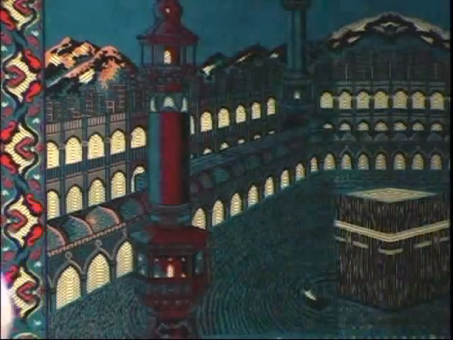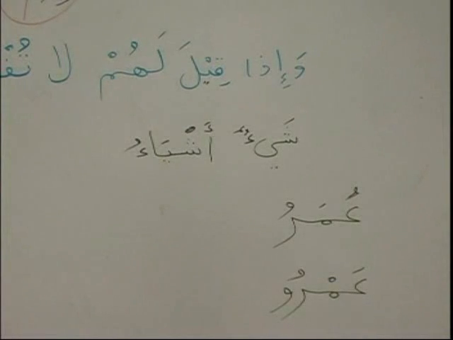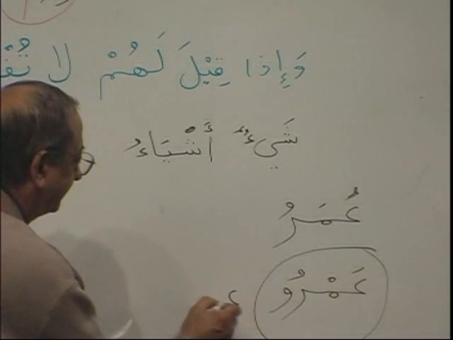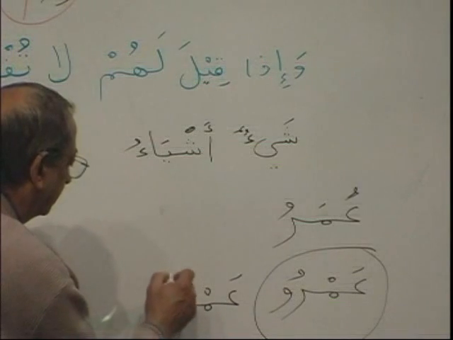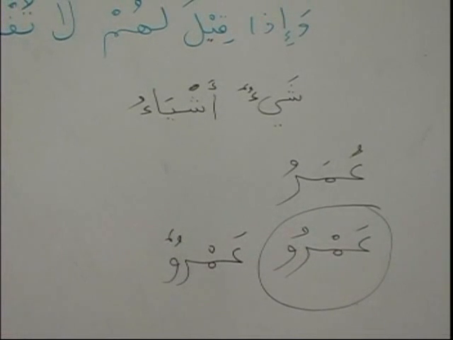Maza turidu anta ya amru. See, Umar and Amru. Of course, in Canada we don't hear this thing. No, this is not diptote, brothers and sisters. This is Amrun. Are you with me? This is not diptote. There is an explanation for this. Try to understand as much as you can. But because this name is not common in our surroundings, this is the most common name we come across.